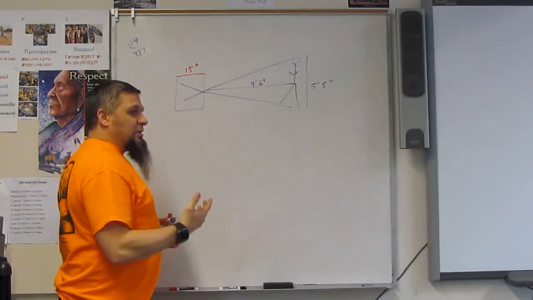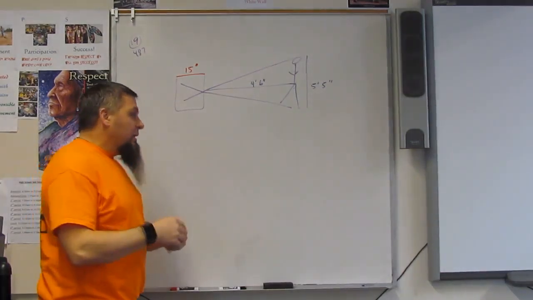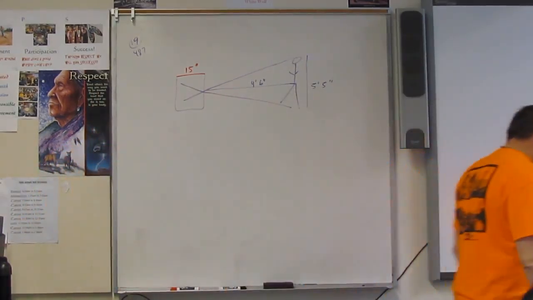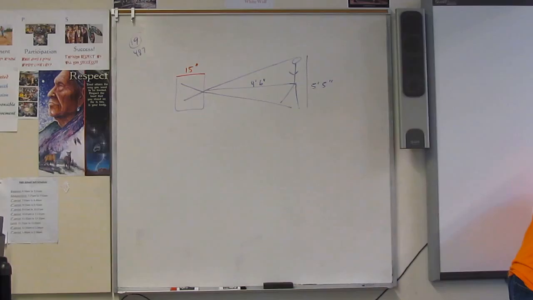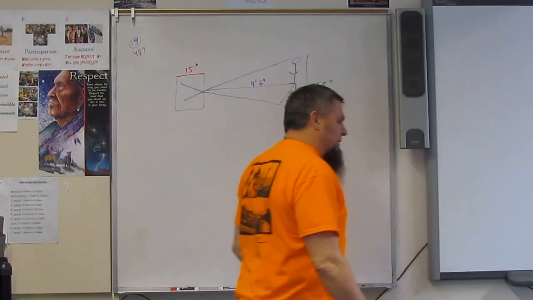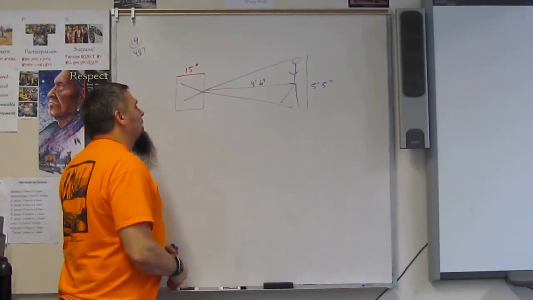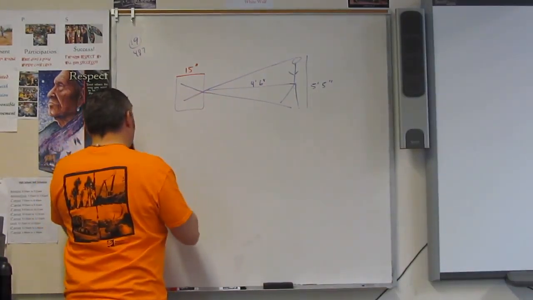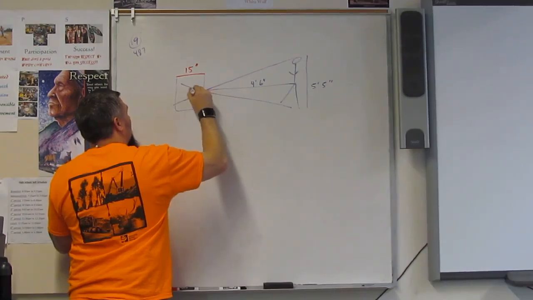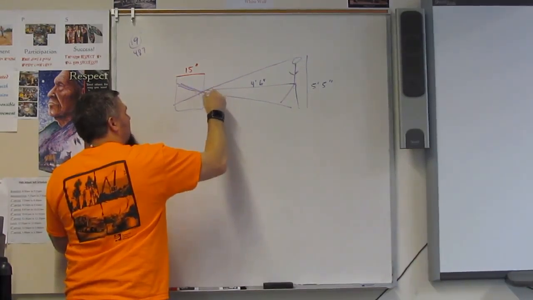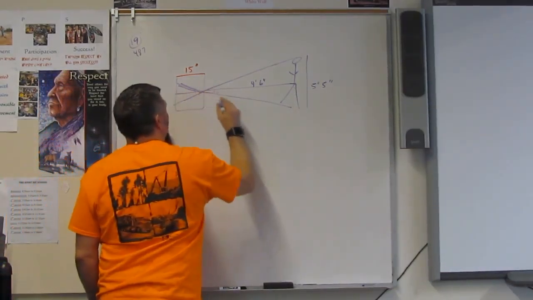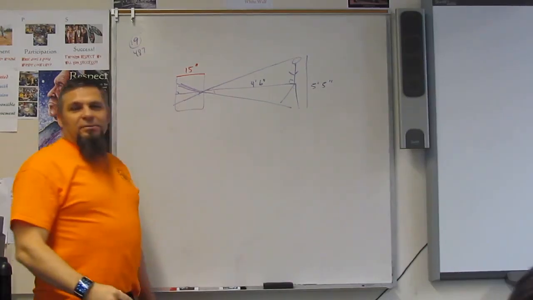So we know it should be symmetrical, correct? Why? Does it give us a reason? Well, we know that these angles are congruent, right? And we actually know that these angles are congruent because they're right angles.